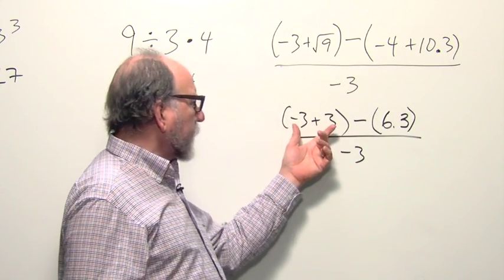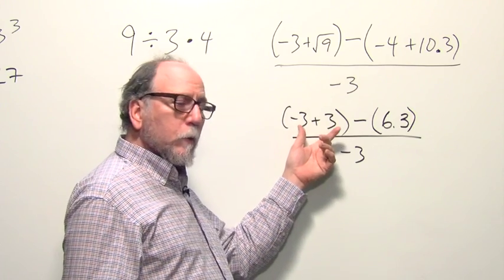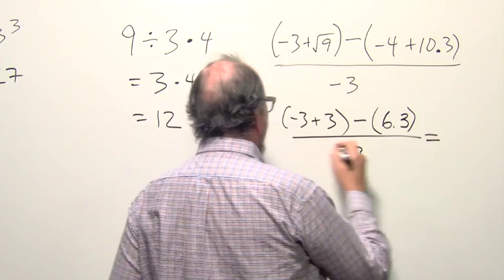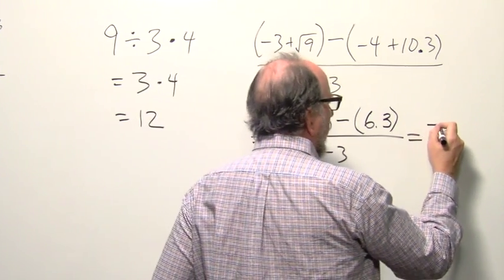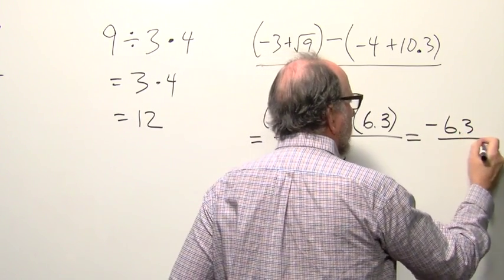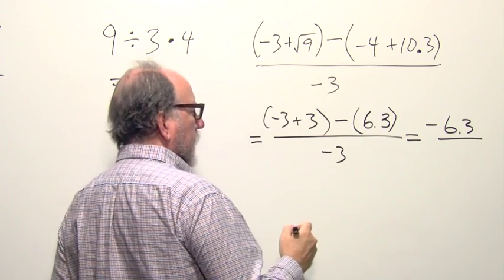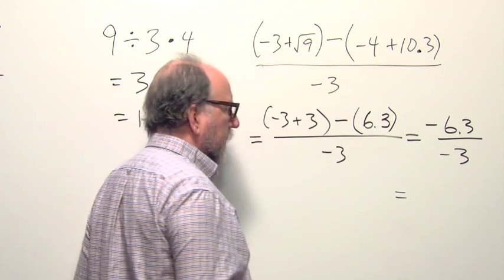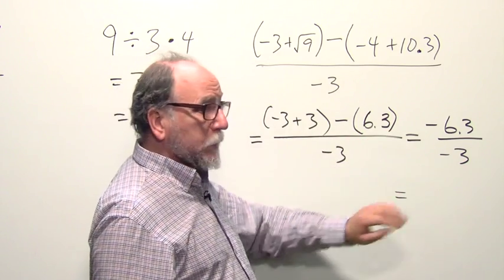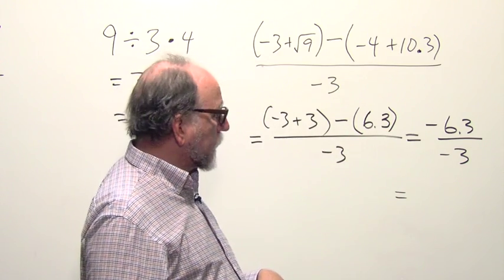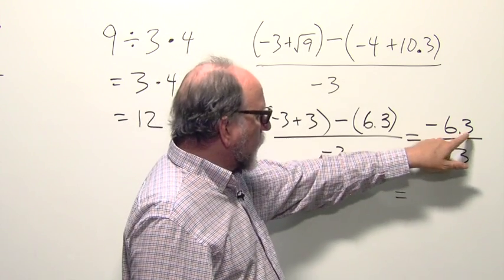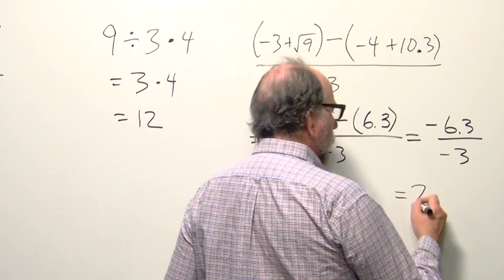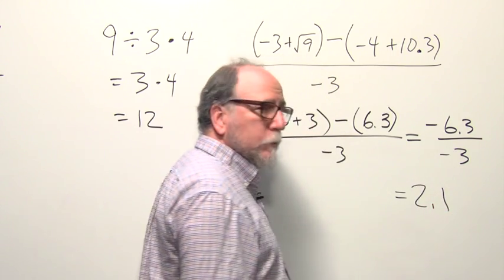Okay? So what's -3 plus 3? Well, that's 0. Minus 6.3 is -6.3. 0 minus 6.3 is -6.3 divided by -3. And that final answer is a negative divided by a negative is a positive. So I don't need to write a plus sign. And 6.3 divided by 3. Do that on your calculator and you should get 2.1. And there's the answer for that one.